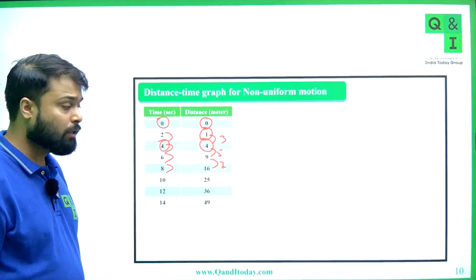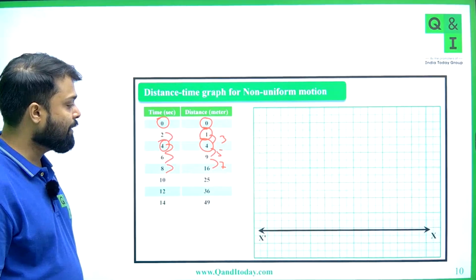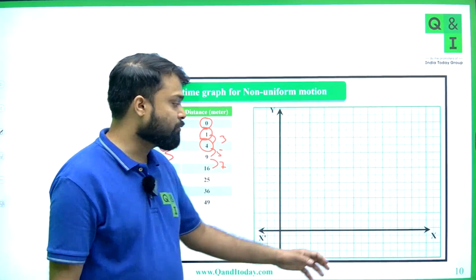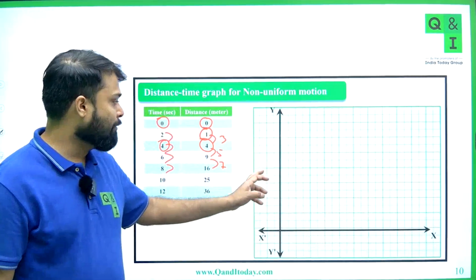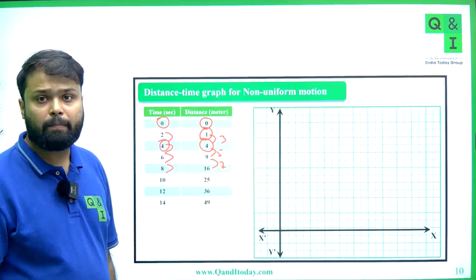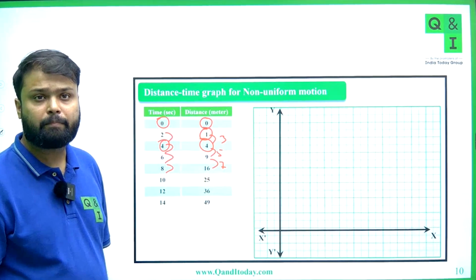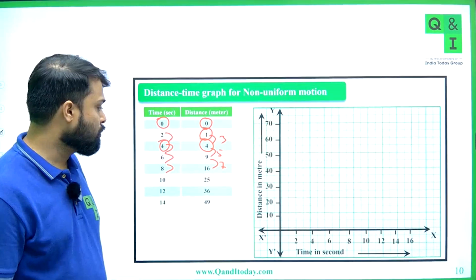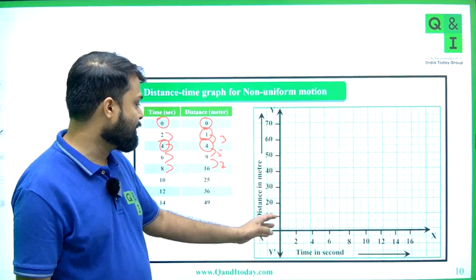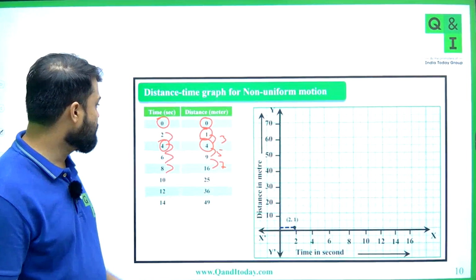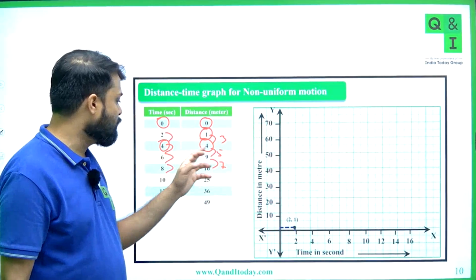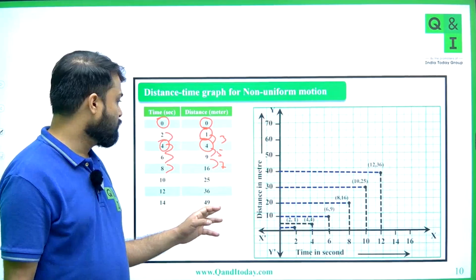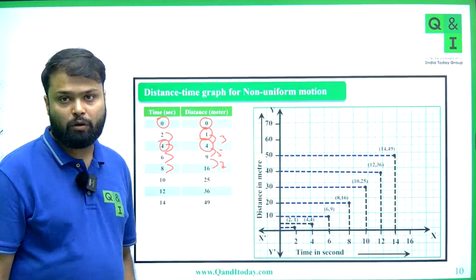Now we want to plot the graph. Again we have taken the x-axis and the y-axis. We know that on the x-axis we plot time and on the y-axis we take distance. Yes or no? Clear? Now we plot the values. Initially the body is at 0, 0, then at 2, 1, then at 4, 4, then 6, 9. Similarly we take all the values on the graph.